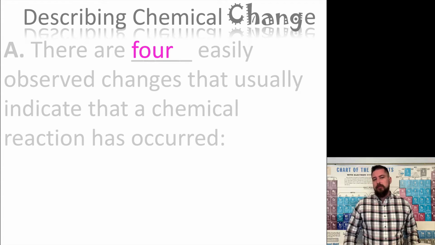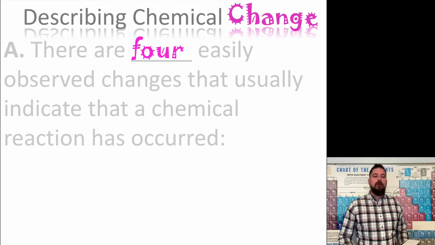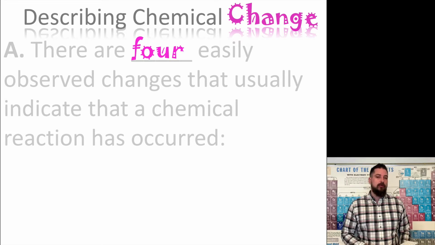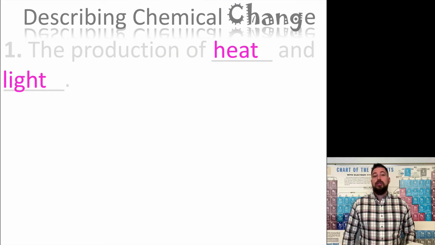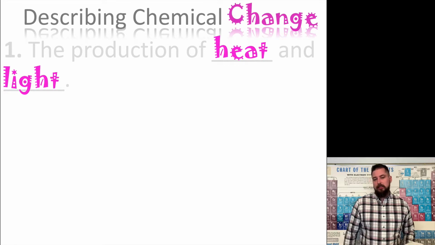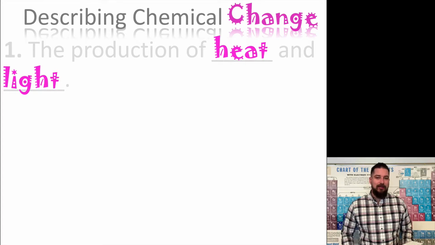So the first thing we're going to do is talk about the signs that a chemical reaction is occurring. There are 4 easily observed changes that usually indicate that a chemical reaction is occurring, and we're going to talk about those 4 changes right now. The first observation is the production of heat or light. Whenever we see the production of light or heat, that usually indicates a chemical reaction.